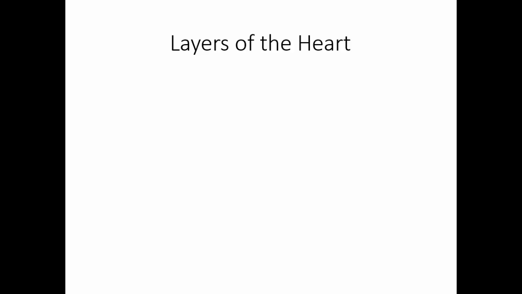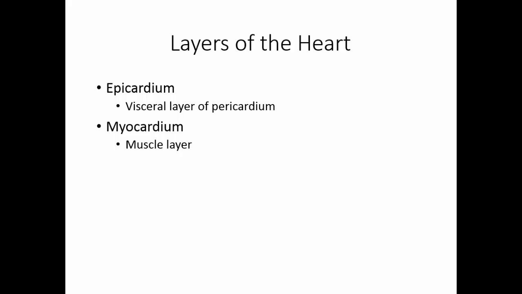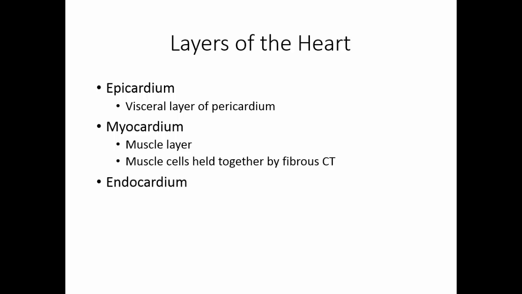The heart itself has 3 layers. The outermost layer is the epicardium, which is actually the visceral layer of the pericardium. The muscle layer is known as the myocardium. This muscle is held together by fibrous connective tissue, which makes the heart very strong. The endocardium is the smooth endothelial lining of the heart. This is only 1 cell layer thick.